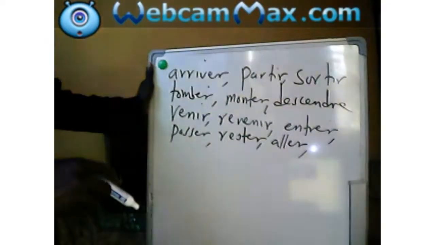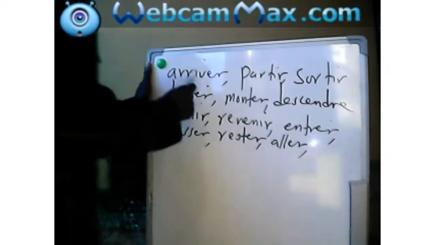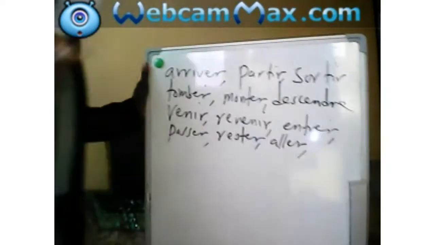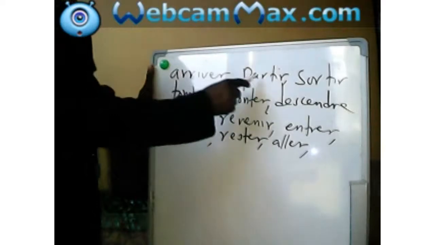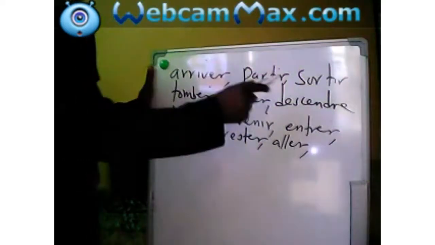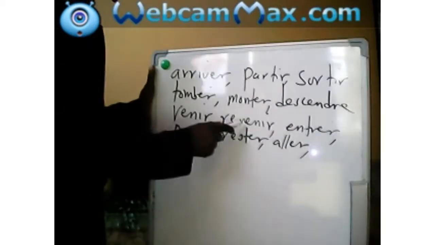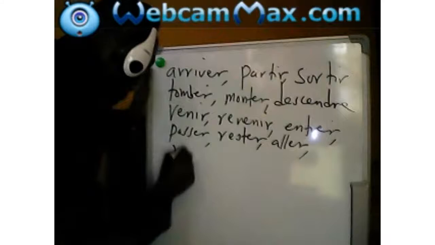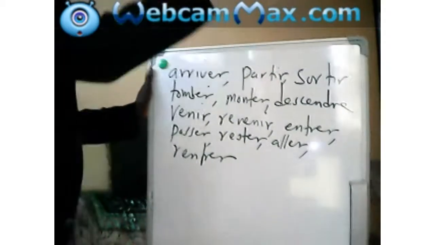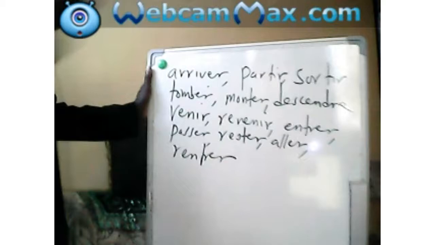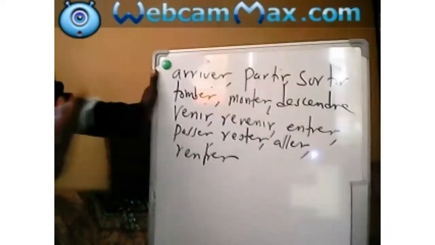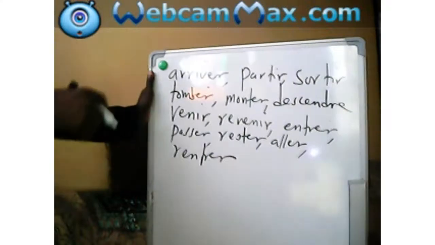How many to go? That is 11, 2 to go. I've said arriver, partir, sortir, tomber, monter, descendre, venir, revenir, entrer, rentrer. Rentrer: you came, you went back, and now you are coming back. Entrer is to enter, so you entered, you went out, and then you're entering again. That is the literal explanation of that verb. One verb to go. Those are 13.